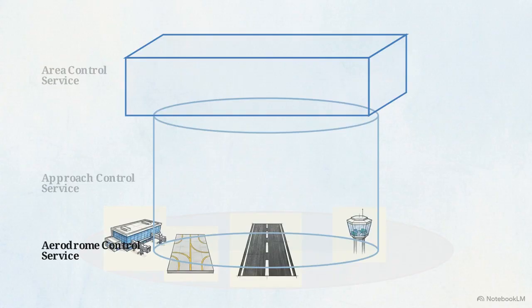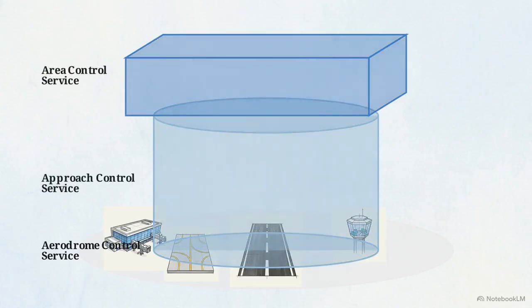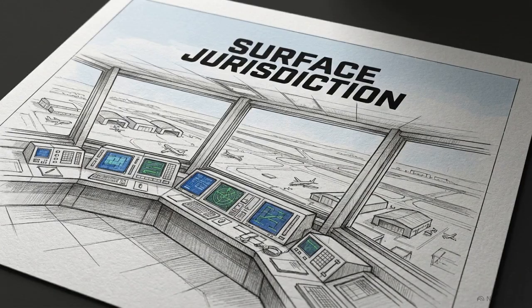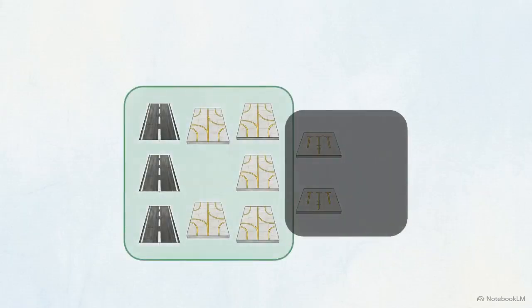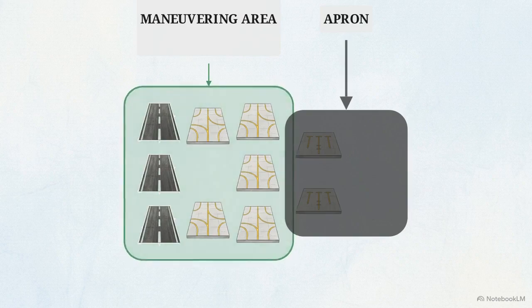Finally, the Aerodrome Control Service takes over at the surface, managing the active runway, immediate traffic circuit, and aircraft on the ground. Here is a critical point for your exam. Aerodrome control has specific authority over the maneuvering area. The DGCA frequently tests your ability to distinguish this specific jurisdiction from the apron or en route segments.